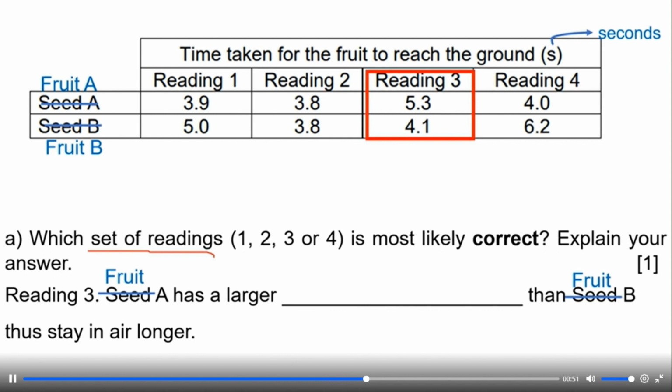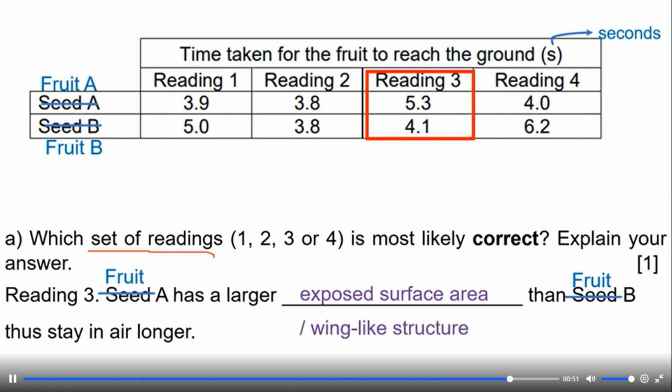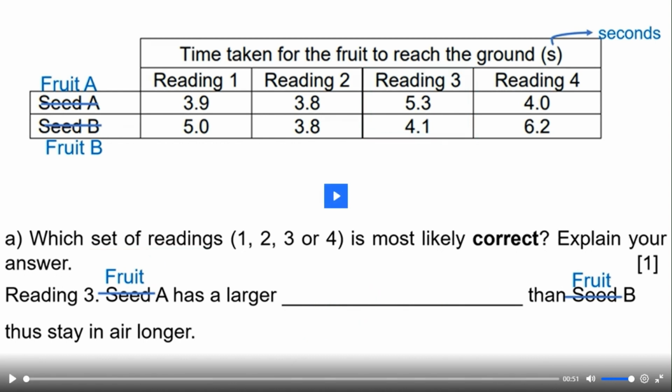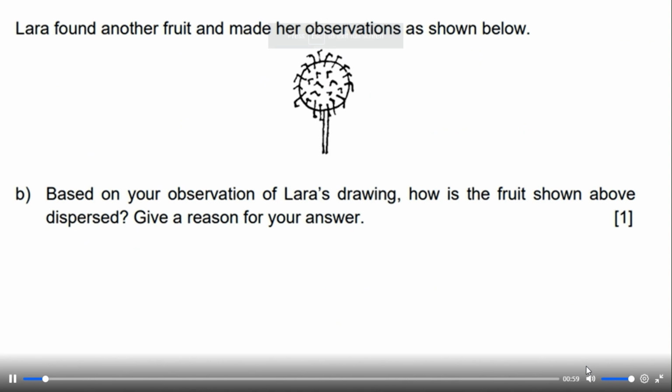So by looking at this table, we can select reading 3, whereby fruit A has either a larger exposed surface area than fruit B, thus stays in the air longer, or a larger wing-like structure. So both answers are acceptable. Lara found another fruit and made her observations as shown below. So based on your observation of Lara's drawing, how is the fruit shown above dispersed? Give a reason for your answer.